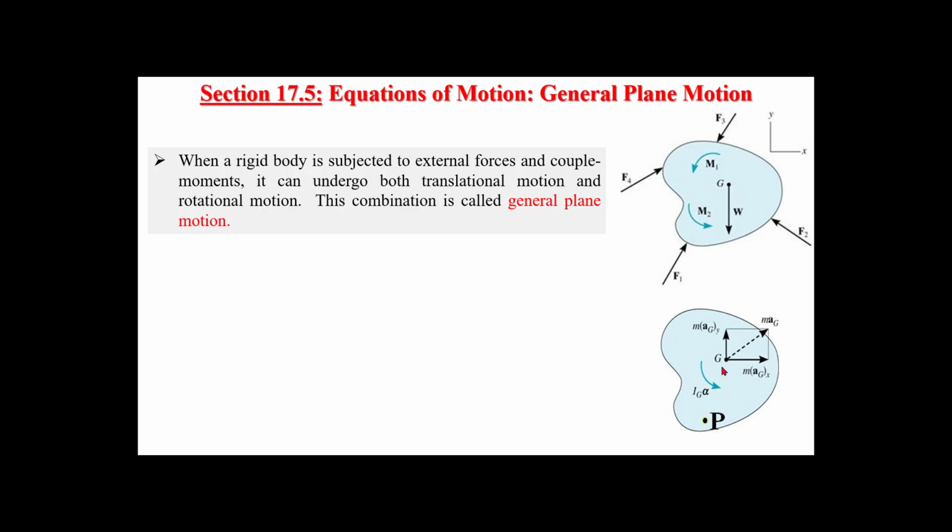Okay, why do we usually take two points? Because sometimes we need to take the summation of moment about G, so we'll see what will happen to the summation of moment equation. And sometimes we take the summation of moment around B, and we'll see again what will happen to the kinetic moments.